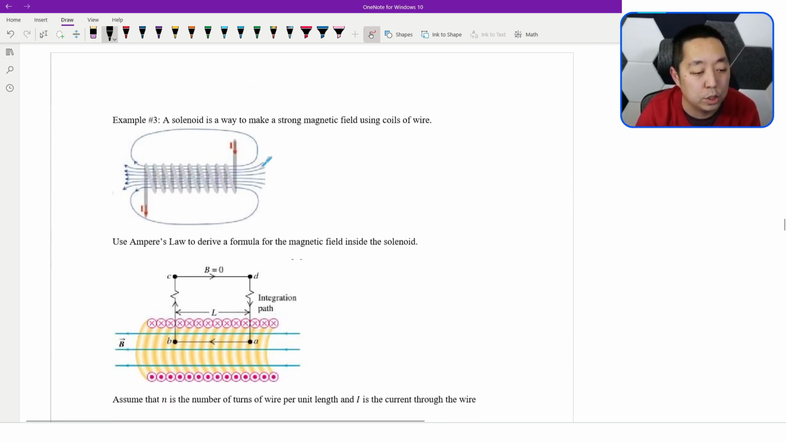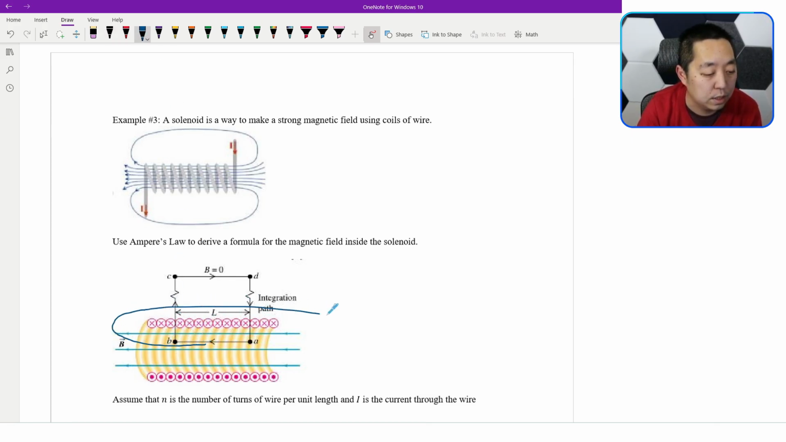A solenoid is used to make a strong magnetic field using coils of wires. Use Ampere's law to derive a formula for the magnetic field inside the solenoid. Assume that n is the number of turns per unit length and I is the current through the wire. So here, if you do an Ampèrian loop, one of the things we can say is that the magnetic field has this shape here. It goes like this.